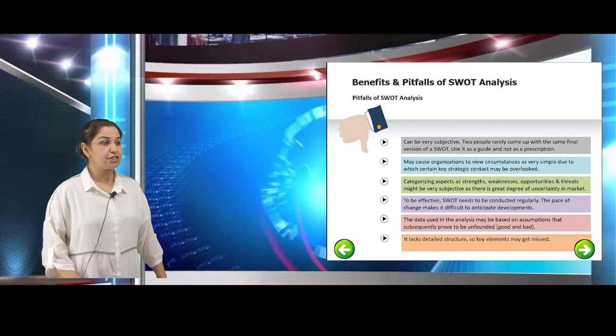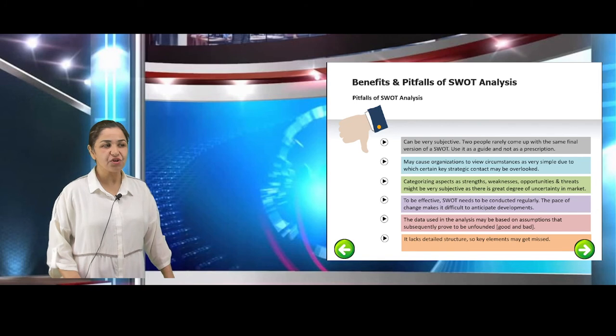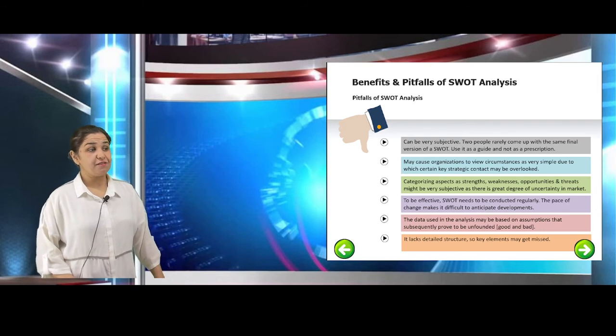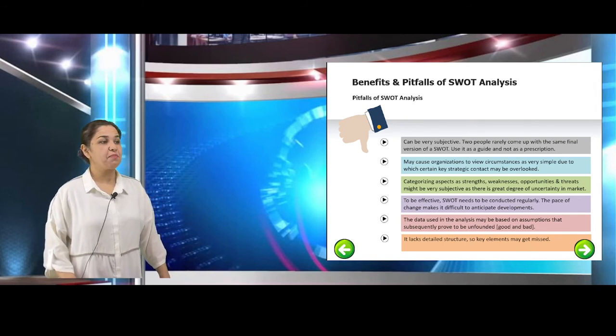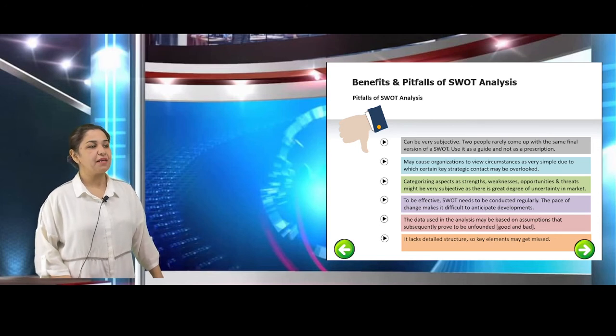And the drawbacks: characterizing aspects as strengths, weaknesses, opportunities, and threats might be very subjective, as there is a great degree of uncertainty in the market. To be effective, SWOT analysis needs to be conducted regularly. The pace of change makes it difficult to anticipate development. The data used in the analysis may be based on assumptions that subsequently prove to be unfounded, which are good or bad. So it lacks detailed structure, and key elements may get missed.